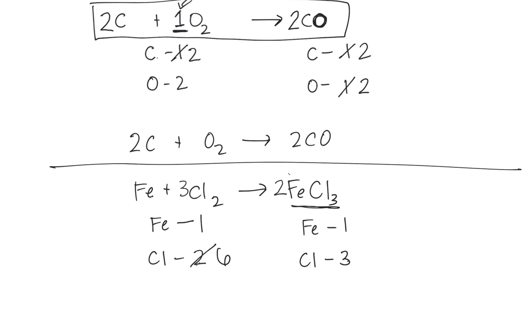I can't just put a coefficient here. I have to put it out in front of the entire molecule. And so that's going to change the number of irons I have, but that's all right. So now I have 2 irons and 6 chlorine. Well, now our chlorine are balanced, but we have to balance our irons now. And we will just put a coefficient of 2 in front of iron so that we have the same number on the product side as we do on the reactant side. Let's try one more difficult one.